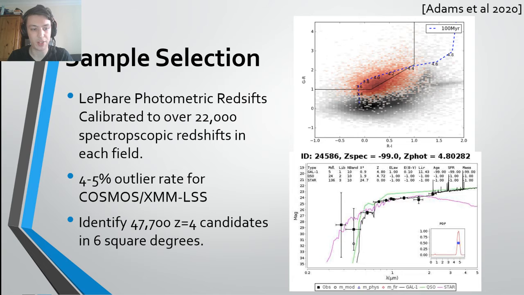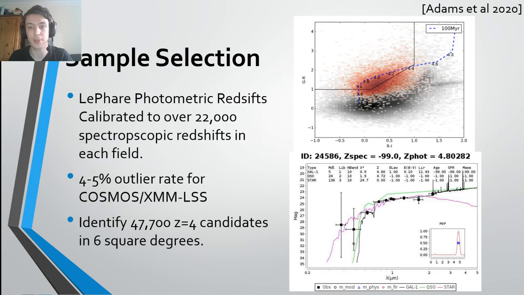In the top right, I show our 47,000 redshift 4 candidates in red in the g-r-i color space, and as you can see, a typical color cut, such as shown here with the black lines in the top left corner, while selecting a relatively pure sample, only ends up picking up around 60% of the objects, and so we are sacrificing completeness if we were to use a simple color cut.